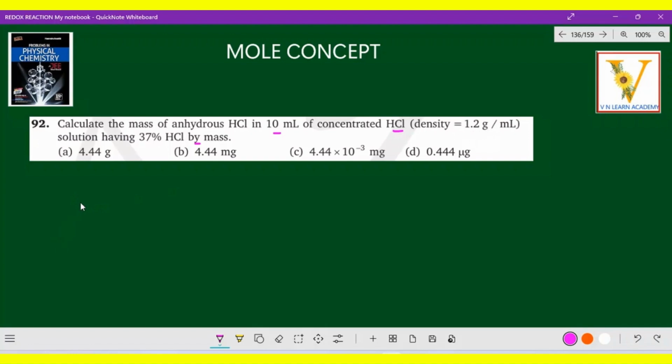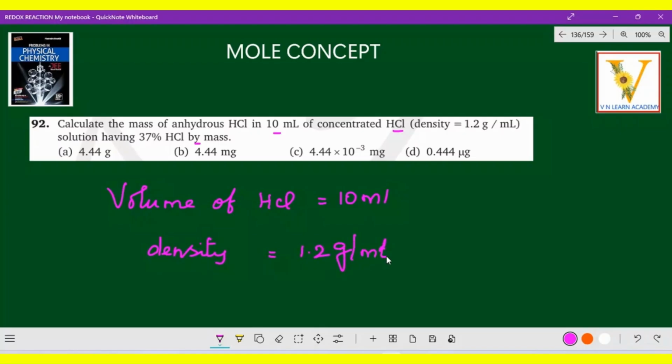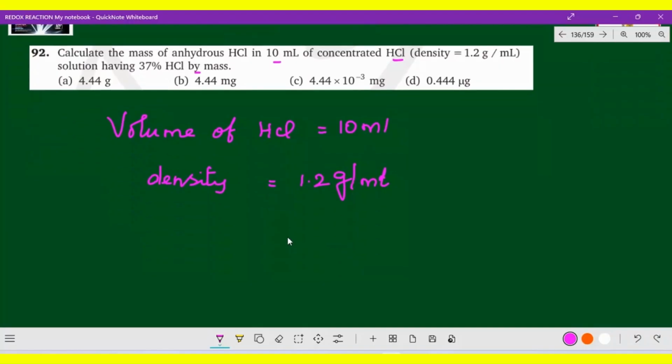Right, now here volume of HCl is 10 ml. Density is actually 1.2 gram per ml. Now here mass of HCl, that is the mass of anhydrous HCl.